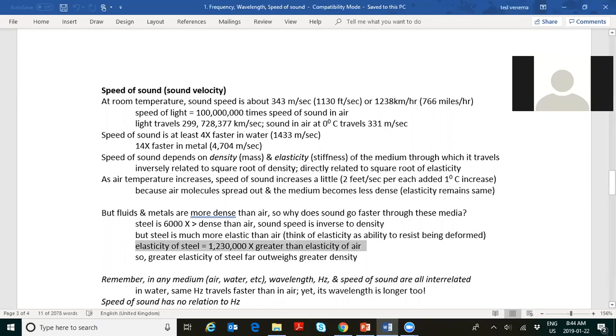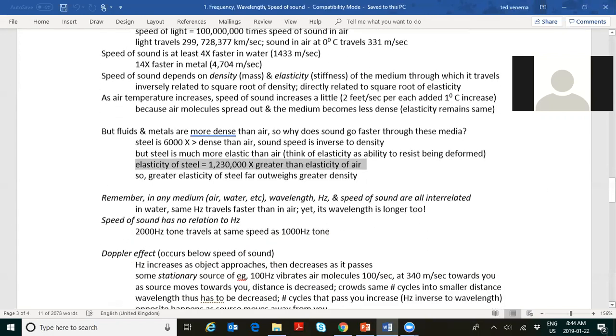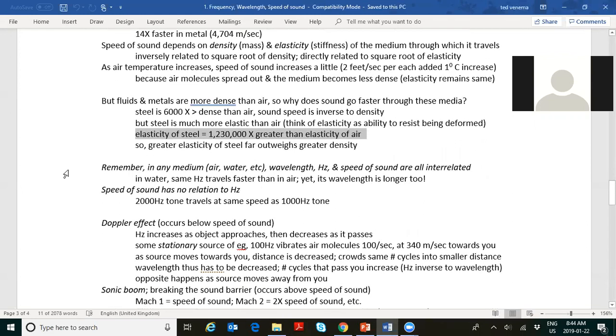We're just about done with today's topic. Remember, in any medium, air, water, etc., wavelength and speed of sound are all interrelated. And here's something else to put a star by, because I promise this is going to be asked. Speed of sound has no relation to frequency.